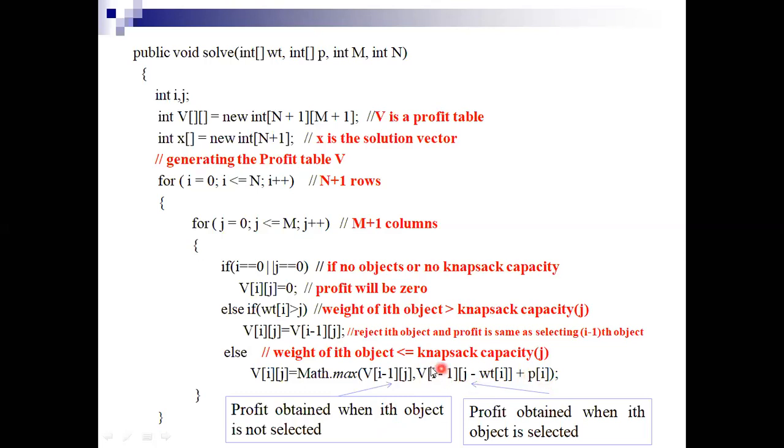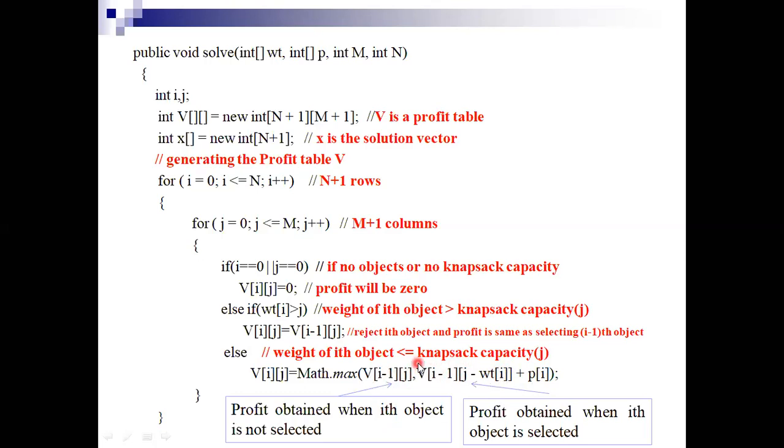So remember how you should write the index operators. You can see V of i minus 1, close. This is row. j minus weight of i. This is another array, so weight of i, then close it, like square bracket, plus P of i. These two max values I'll have to find.